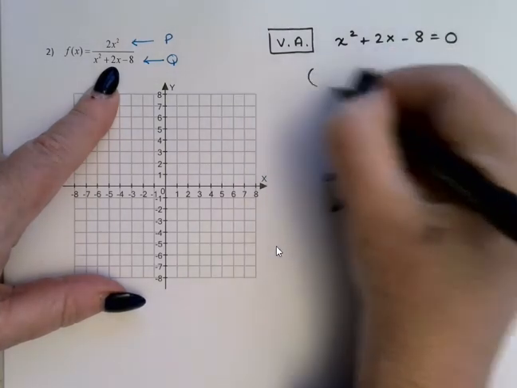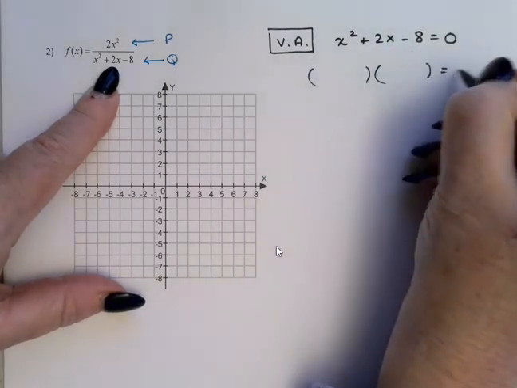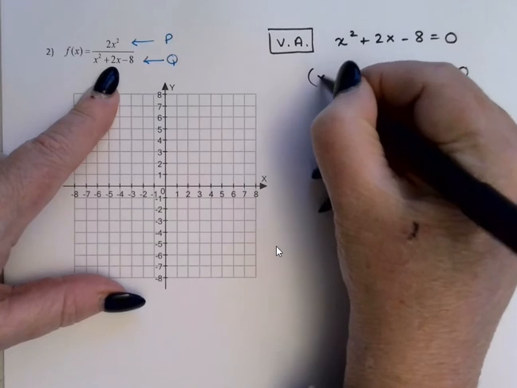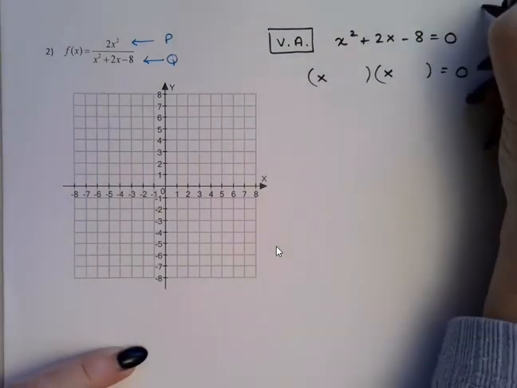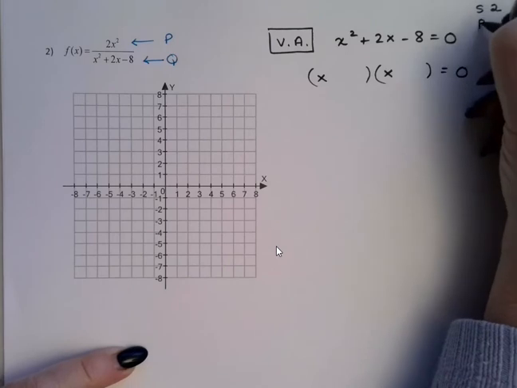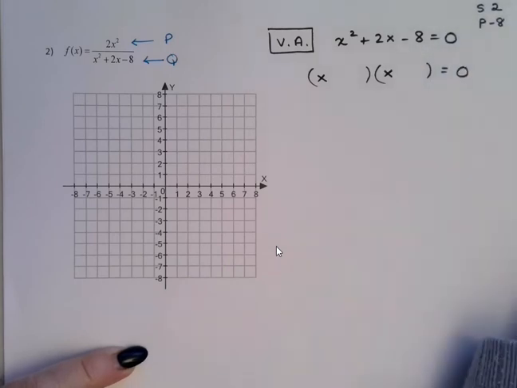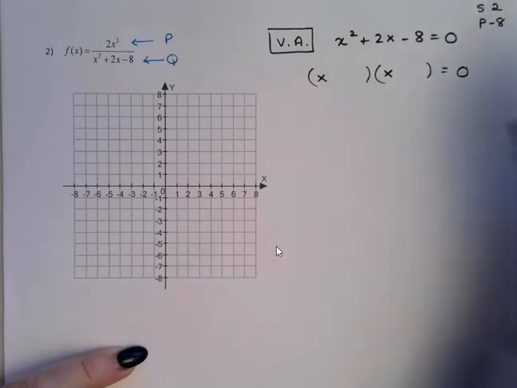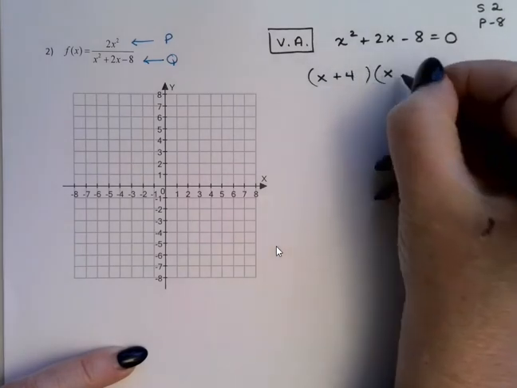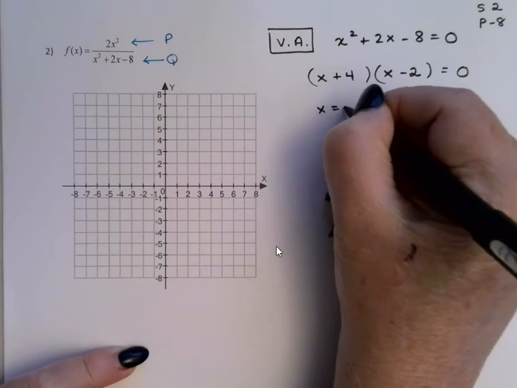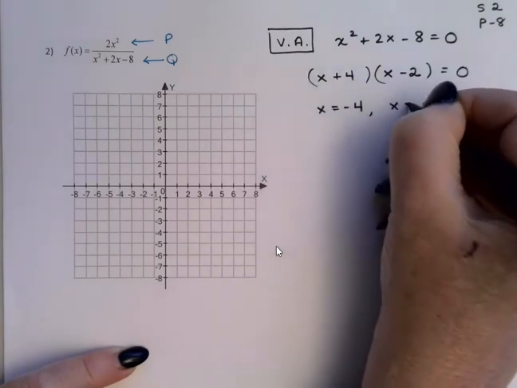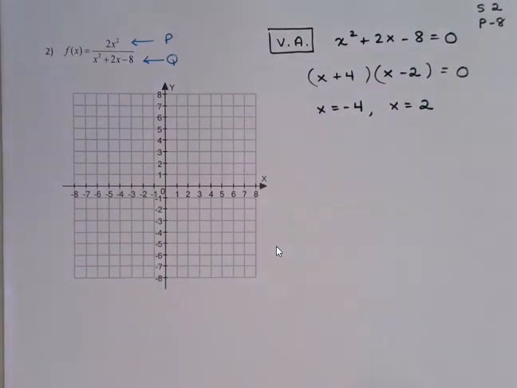This one, hopefully, if it factors, should factor a little easier. I've got a nice a equals 1, so I can start by splitting it up as an x times x. And then if I'm looking for a sum of 2 and a product of negative 8, positive 4 and negative 2 should do that. So x equals negative 4 and x equals 2 are going to be my vertical asymptotes.